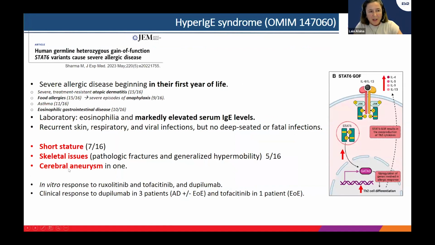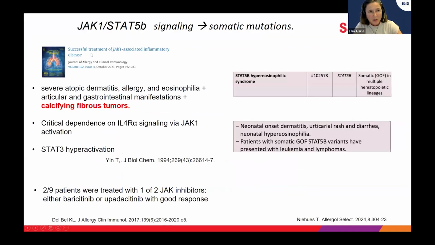Just to mention here the syndromic features associated with this phenotype. And then these two new diseases that have been recently described, and again the atopic phenotype, but also the non-immunological phenotype that goes with this altered cytokine signaling.